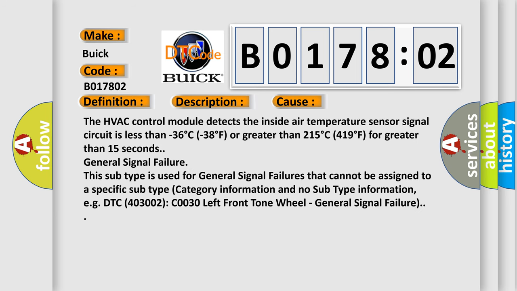The HVAC control module detects the inside air temperature sensor signal circuit is less than -36 degrees Celsius (-38 degrees Fahrenheit) or greater than 215 degrees Celsius (419 degrees Fahrenheit) for greater than 15 seconds. General signal failure. This subtype is used for general signal failures that cannot be assigned to a specific subtype category, with no subtype information, e.g. DTC 403002 C0030 left front tone wheel, general signal failure.